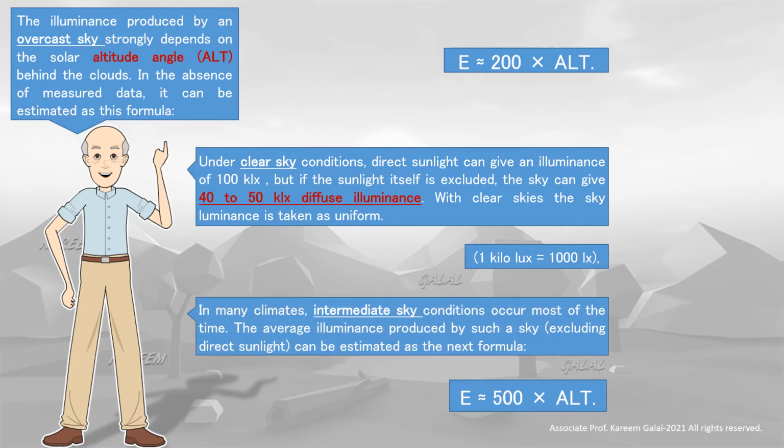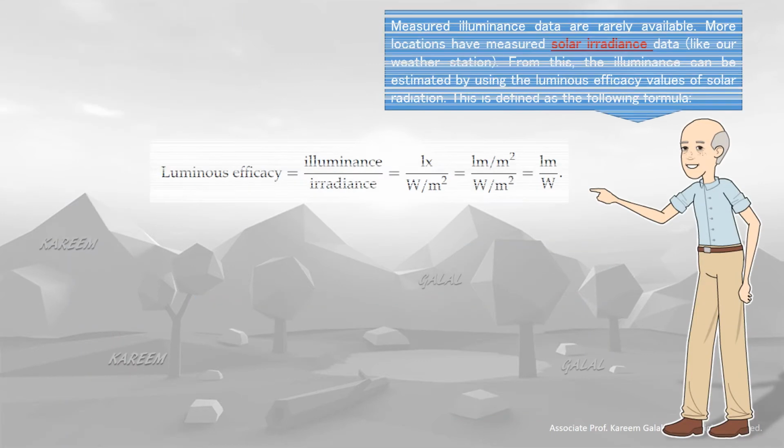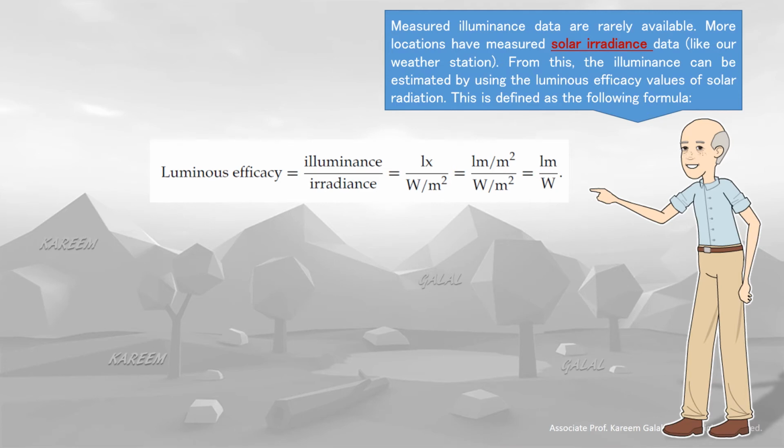In many climates, intermediate sky conditions occur most of the time. The average illuminance produced by such a sky, excluding direct sunlight, can be estimated with the next formula. Measured illuminance data are rarely available. More locations have measured solar irradiance data, like our weather station. From this, the illuminance can be estimated by using the luminous efficacy values of solar radiation. This is defined by the following formula.